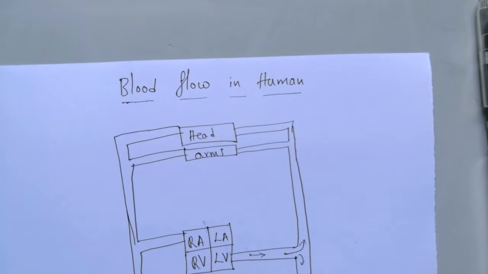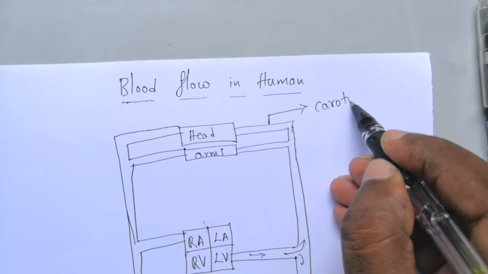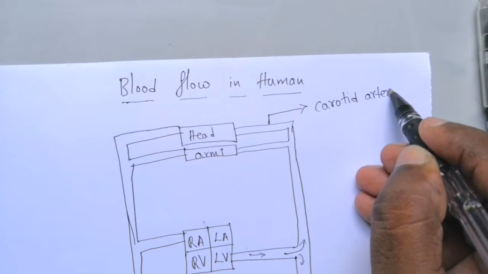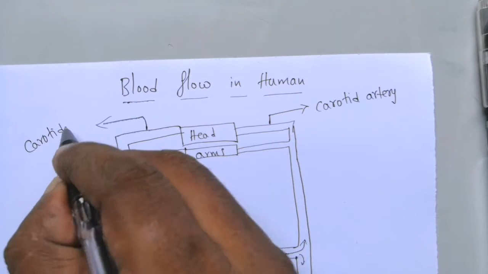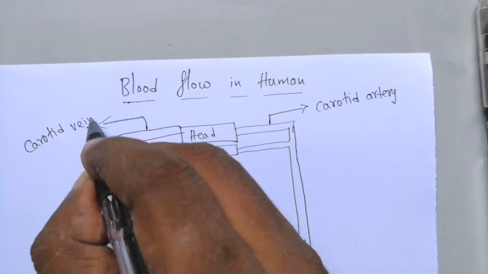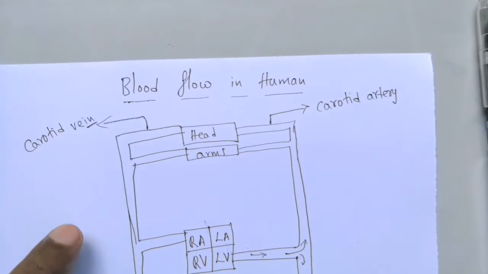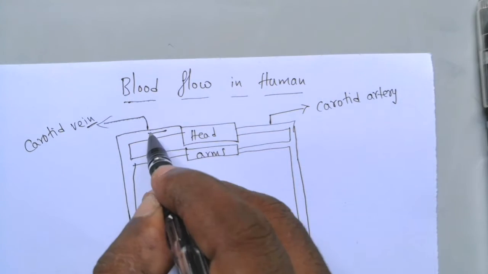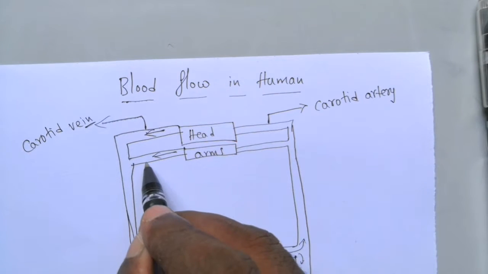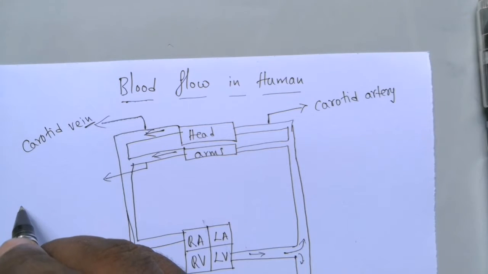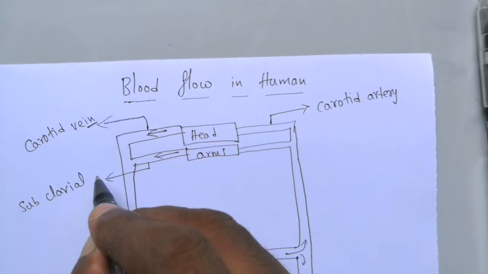Now let us write the body parts. This is called as carotid artery. This is carotid vein. Vein, the blood coming out of the body parts going into the heart. So blood comes out of the head. Then the blood vessel for blood coming out of the head is subclavial vein.